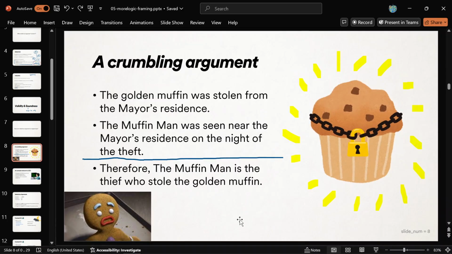And so this is the argument that the cops used in the trial. Let's talk about it. Here are our two assumptions. Assumption one, we know this is true: the golden muffin was stolen from the mayor's residence. It is now gone. Oh no, we have to find it. Assumption two, the Muffin Man was seen near the mayor's residence the night of the theft. Those are my two assumptions, two pieces of evidence that I have. And then the conclusion based on that evidence is, therefore, the Muffin Man must have been the thief that stole that golden muffin, and he has to be locked away forever. Is that a good argument?